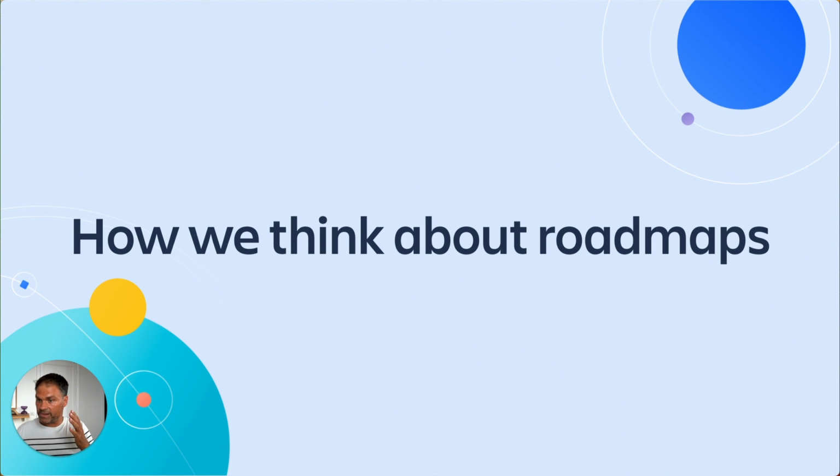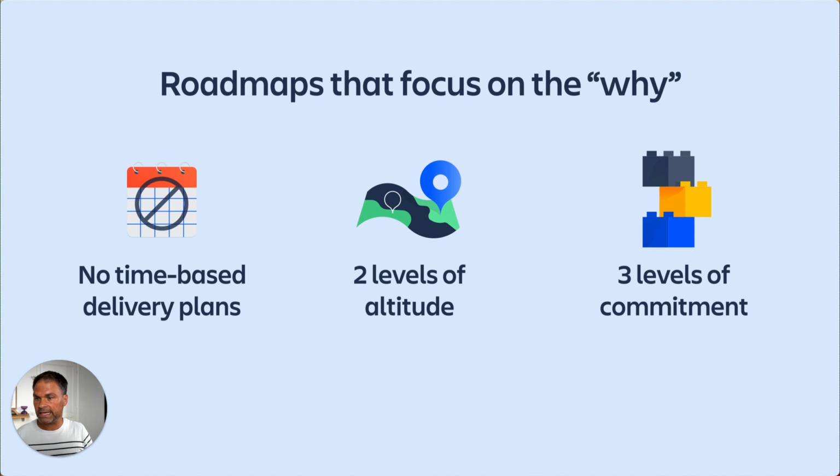All right, so with that out of the way, let's jump straight into it. First topic, how we think about roadmaps. The first thing is that you will never see us present a Gantt chart, because a Gantt chart basically focuses on the wrong questions for us. The Gantt chart tries to answer what is going to ship by when. But what is going to ship by when is irrelevant for us.